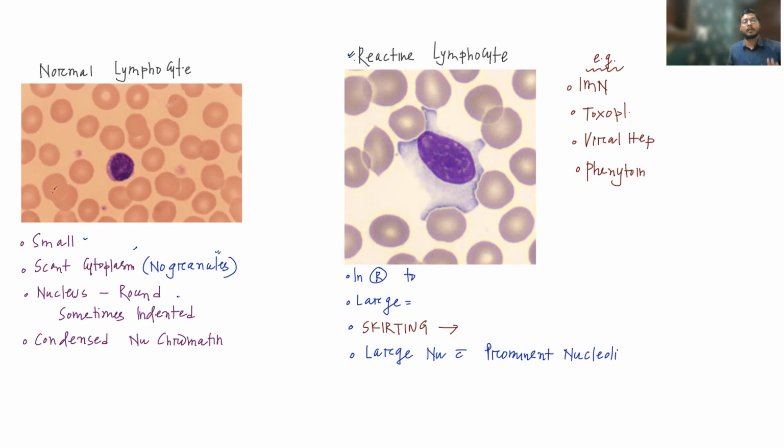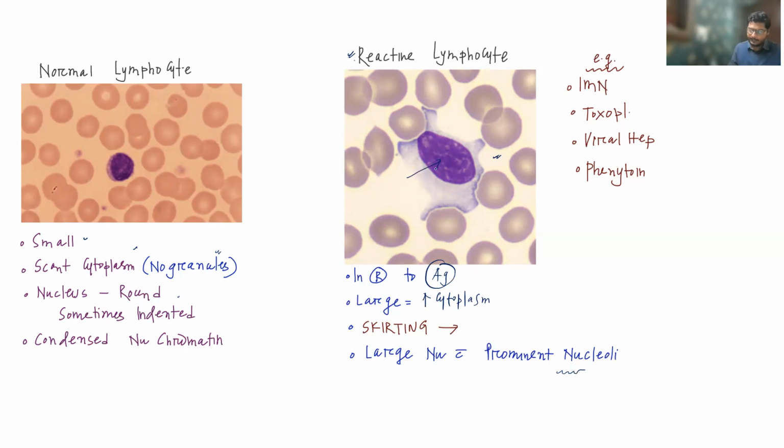In contrast to the normal lymphocyte, in the reactive lymphocytes you are going to find a large cell with increased cytoplasm, as you can see here. Reactive lymphocytes occur in response to certain antigens in various infections. These are large cells with increased cytoplasm, and they will have a large nucleus with prominent nucleoli. You can also appreciate that this nucleus has slightly opened up chromatin compared to the normal lymphocyte.